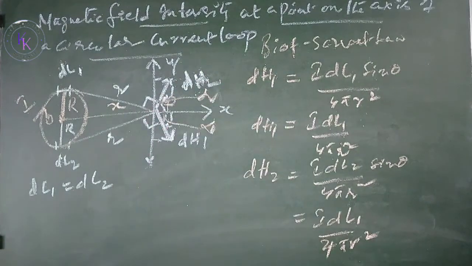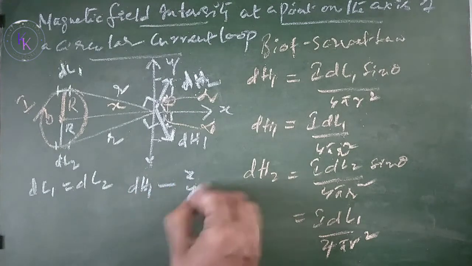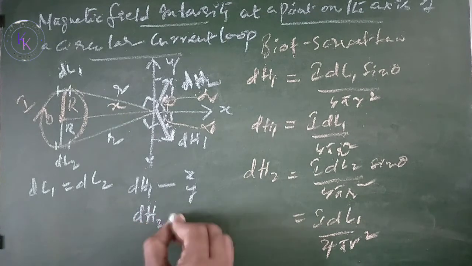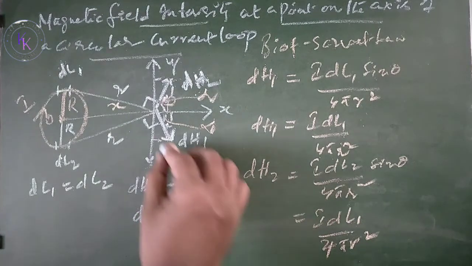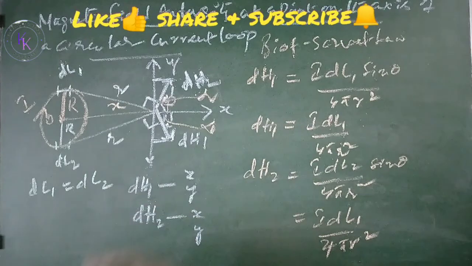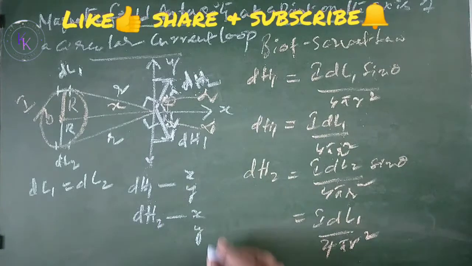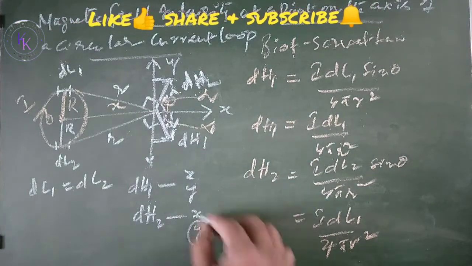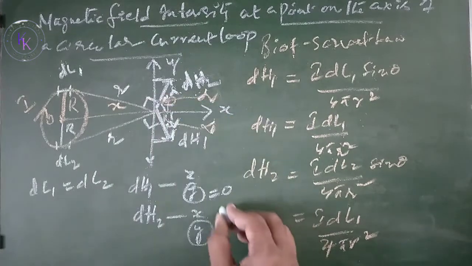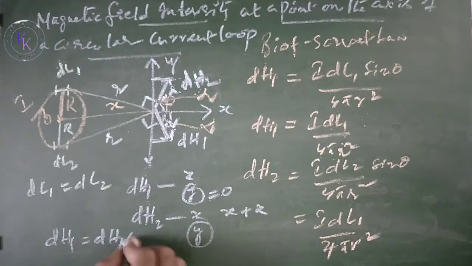dh1 and dh2 are divided into two components, x component and y component. This one and this one are the x components and the vertical ones are the y components. This component is upwards and this component is downwards, so the y components of dh1 and dh2 get cancelled and the x components of dh1 and dh2 will be added up. The x component of dh1 is dh1 cos alpha and of dh2 is dh2 cos alpha.